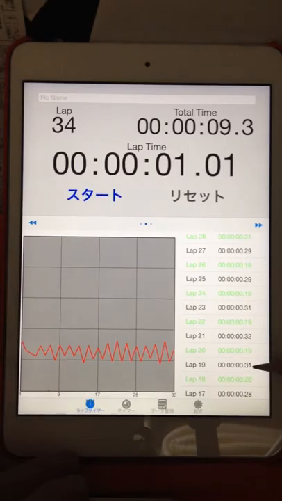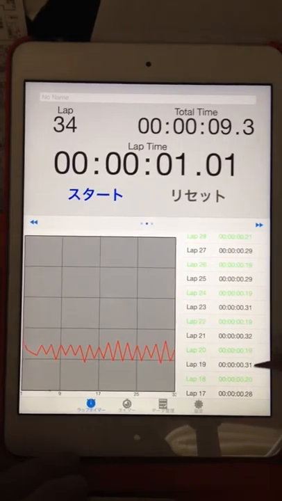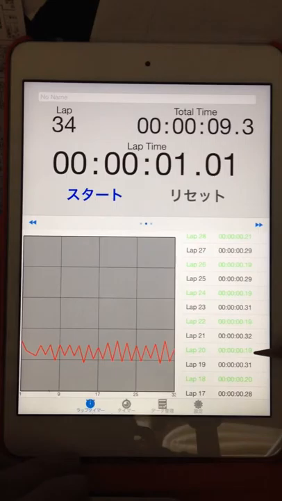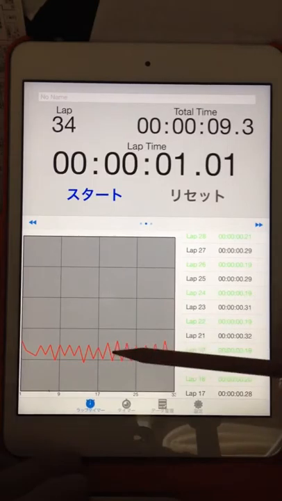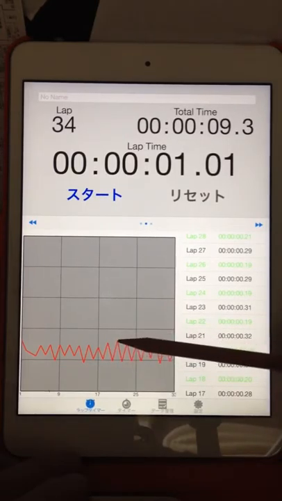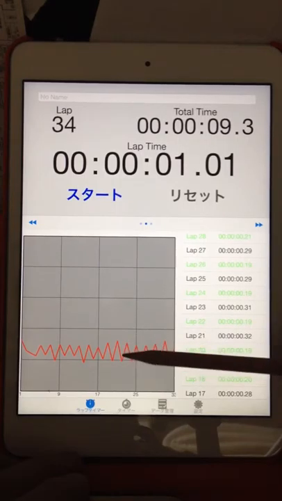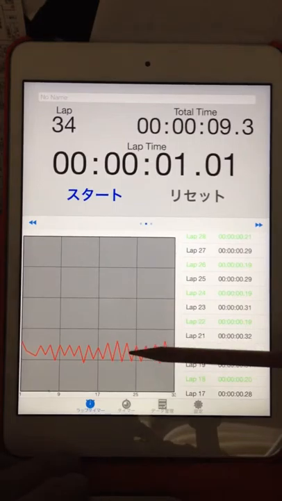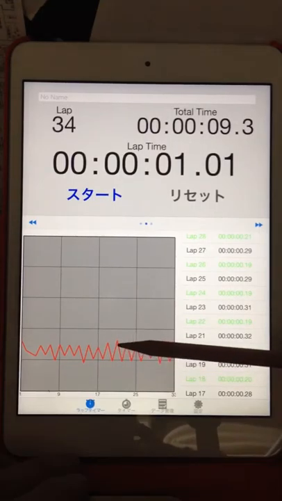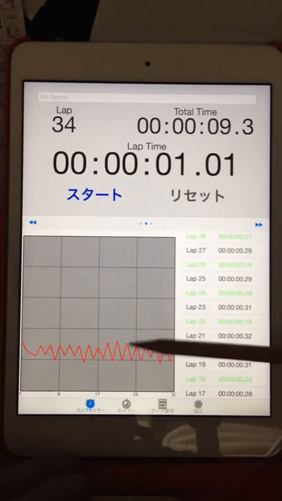Difference is 1, 2, and the difference is 1, 3. Difference is 1, 2. 12, 13, 12, the difference. It means 120 milliseconds, 130 millisecond.